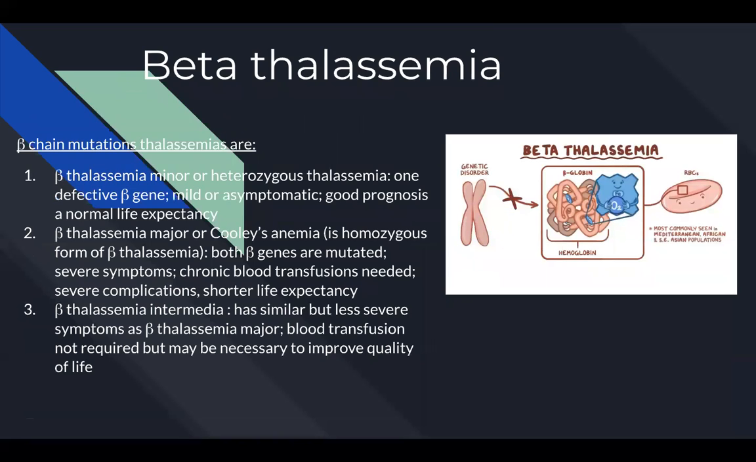Beta thalassemia. There are 3 types of beta thalassemia that we can talk about. The beta thalassemia minor, or heterozygous thalassemia, has one defective beta gene. It is mild or severe, and usually the person has a normal life expectancy. The beta thalassemia major, or Cooley's anemia, is the homozygous form of beta thalassemia. It has mutations on both of the genes. It can be severe. And we have another form, called beta thalassemia intermediate.